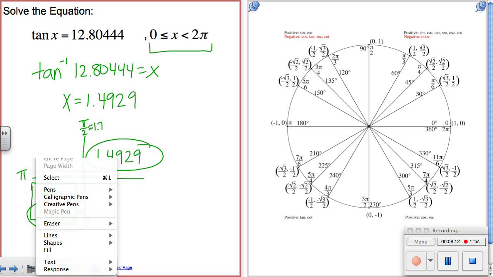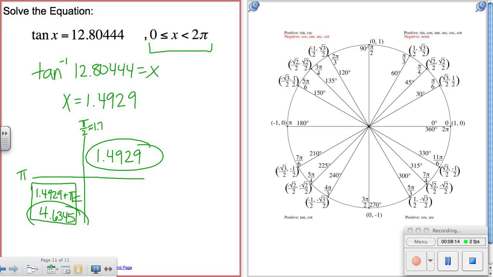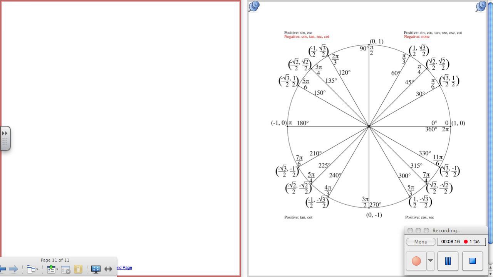Let's look at one more of these examples. Very similar to that one. The last one I want to answer is to solve for x, cosine of x equals negative 0.4317. And again, we'll go from 0 to 2 pi for our answers.